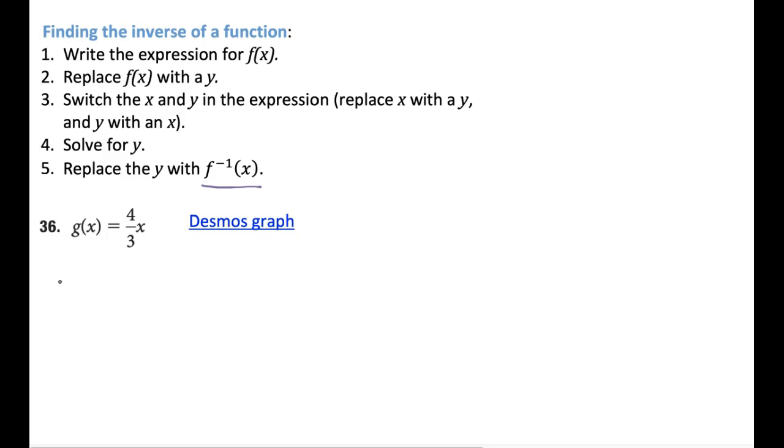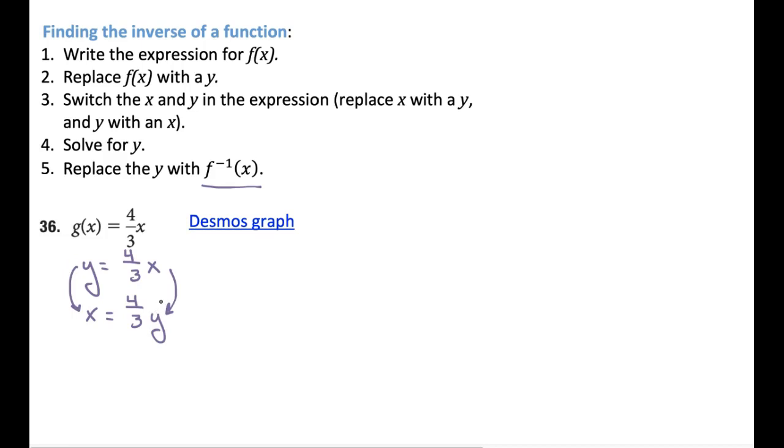Okay, so let's try that. So you can pause there and write that down if you'd like, and then come back and let's work this problem. Okay, so like I said, we're going to replace the g of x with y. So y equals 4/3 x. And then the next step, step 3, is to switch the x and y in the expression. So we're going to make this x, and we're going to make this y. So I just switched the x and I switched the y to be opposite.